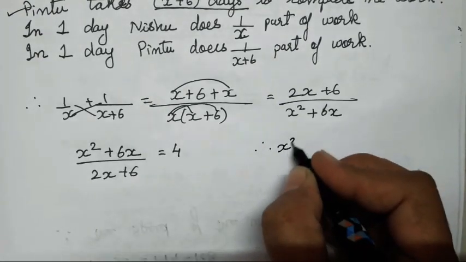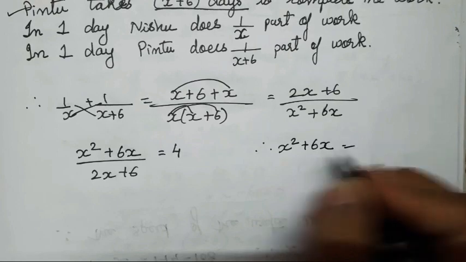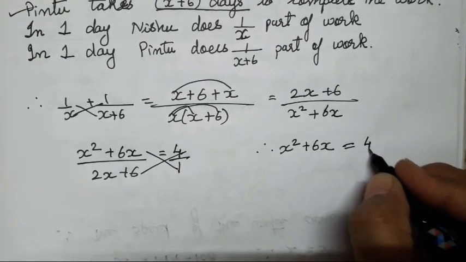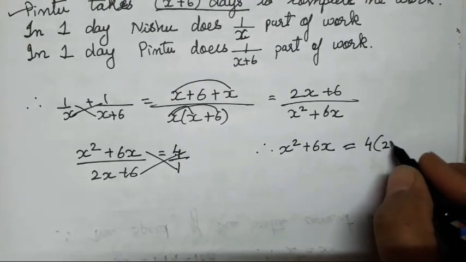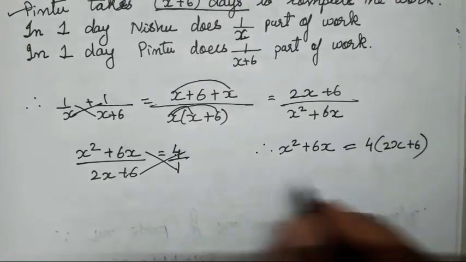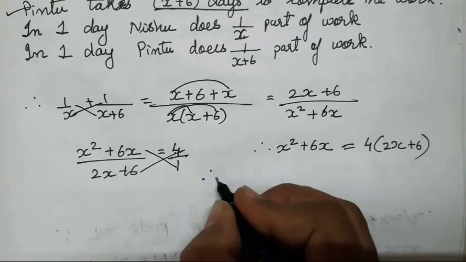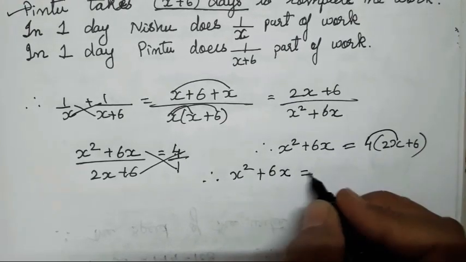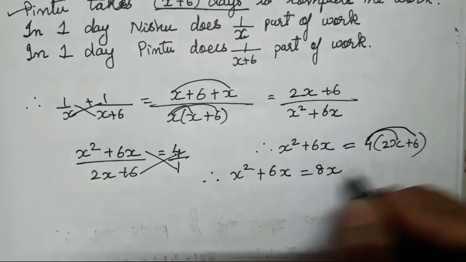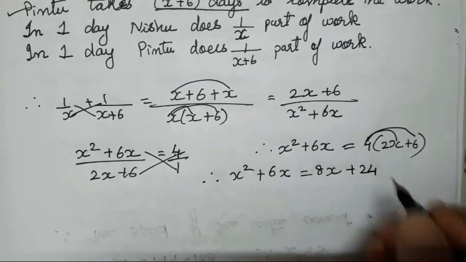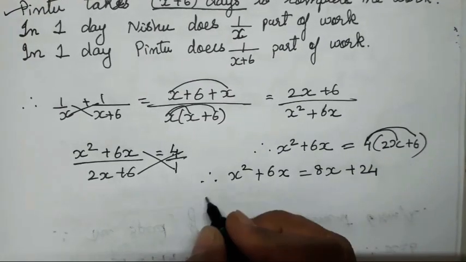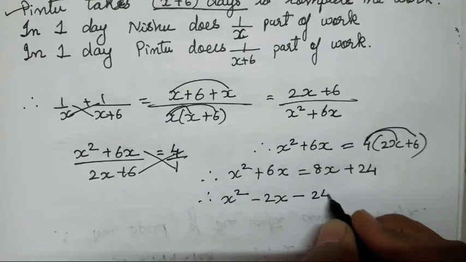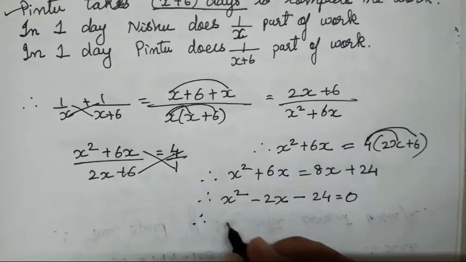Now this will change to x square plus 6x. Cross multiply this again. This will be 4 into 2x plus 6. Now let's expand this equation. Therefore x square plus 6x is going to be 4 2s are 8x, 4 6s are 24. Alright, now therefore x square minus 2x minus 24 is supposed to be 0.